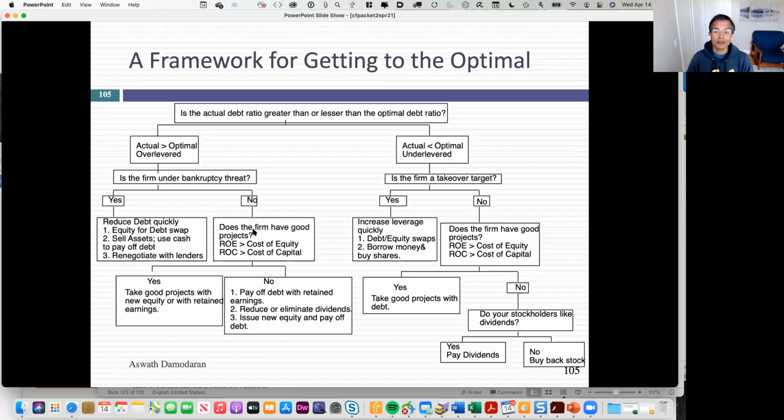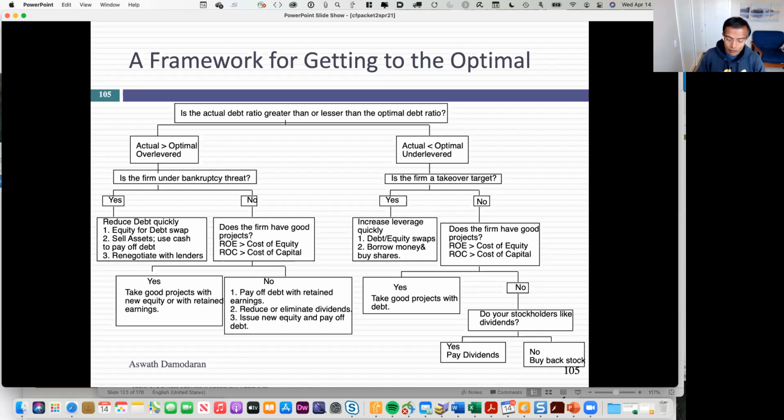Do you have good projects? If you have good projects, my advice is fund those projects disproportionately with equity, even if it means issuing new shares, because over time, then your debt ratio will come down. It's the best way to actually get out of a debt problem: to grow your way out of it.